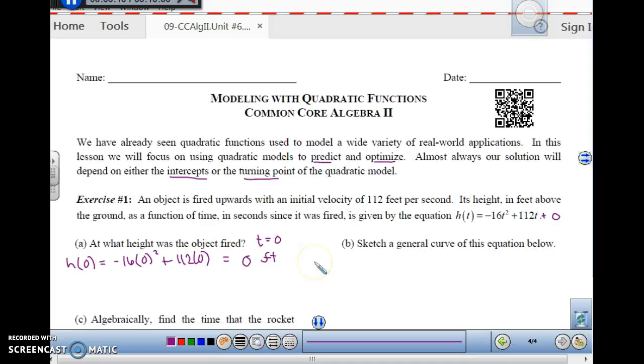All right, so let's sketch a general curve of this equation below. So here is my axis. We know it's going to start at 0, 0. At 0 time, it's going to be 0 feet in the air. Now this is negative 16t squared plus 112t. Remember, your leading coefficient is negative, so the parabola is going to be pointing down. It's going to look like this.